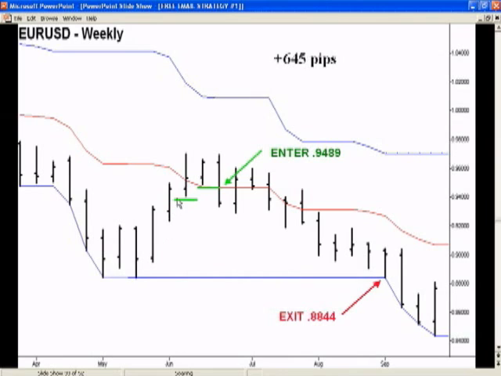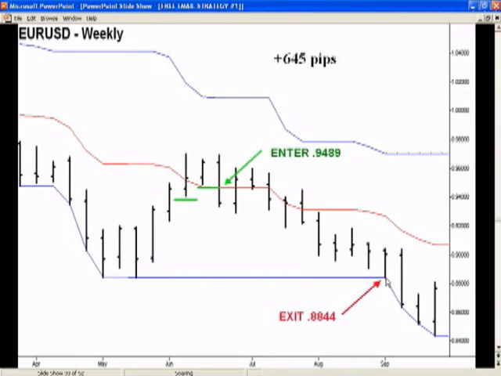Price rallies, touches the midline, so now we can go short right here if we trade here on the next weekly bar. We never did, so now this is our setup bar. If we trade one pip below there, we can go short, and we did. We entered at 94.89 in the euro dollar, a weekly bar chart, and a couple of months later, we exited when price intersected the lowest Donchian channel at 88.44. Nearly 650 pips with very little risk in a couple of months in the euro dollar.